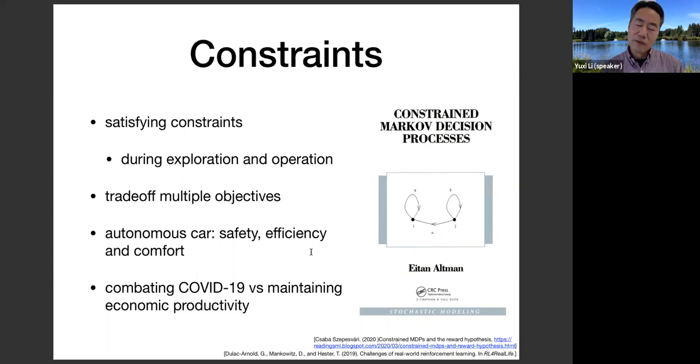And so in deep learning, or in the Markov decision process, people are studying constrained MDP, and this is a theoretical foundation for this. We can build systems based on those theories and make them satisfy those constraints.